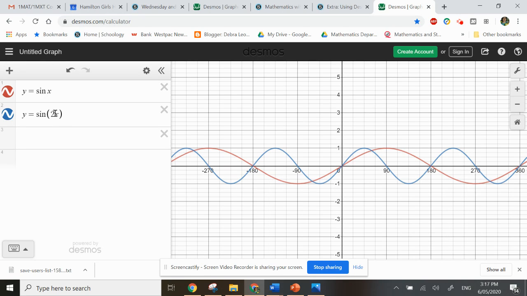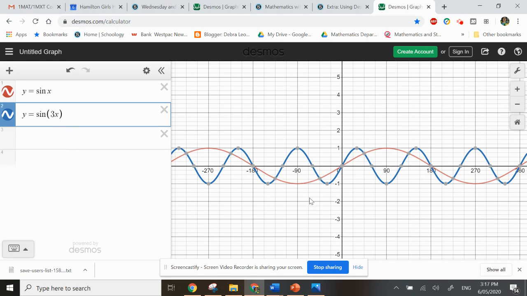What happens if we change that to a 3? I'm just going to type a 3 in that place. And what happens here is that you have 1, 2, 3 cycles within the normal 360 degrees. So the 3 is a frequency. The 3 tells you it's got 3 full cycles where you'd normally get 1 full cycle for a sine curve. That means that the period, which goes from here for one complete cycle, will be 360 divided by 3, which is going to be 120 degrees. And that's how you work it out.